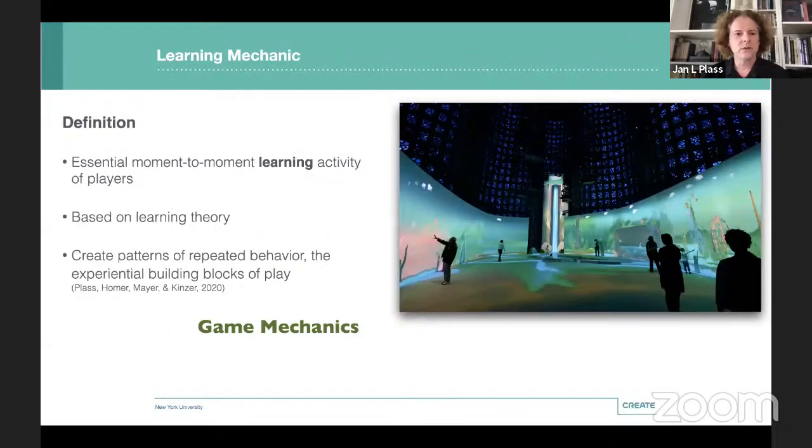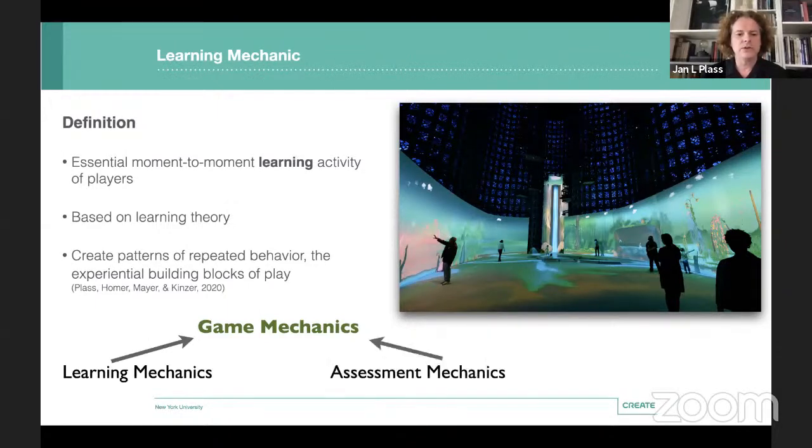And what that could look like is, first of all, what is a learning mechanic? In our definition, there are game mechanics, obviously, that we usually talk about. We like to break them down into learning mechanics versus assessment mechanics. And why is that? The definition would be that a game mechanic or a learning mechanic is an essential moment-to-moment learning activity of players. But the important thing is that it's based on learning theory. And what we do is we create patterns of repeated behavior that become the experiential building blocks of play. So that's modeled after definitions of game mechanics and here applied to learning.